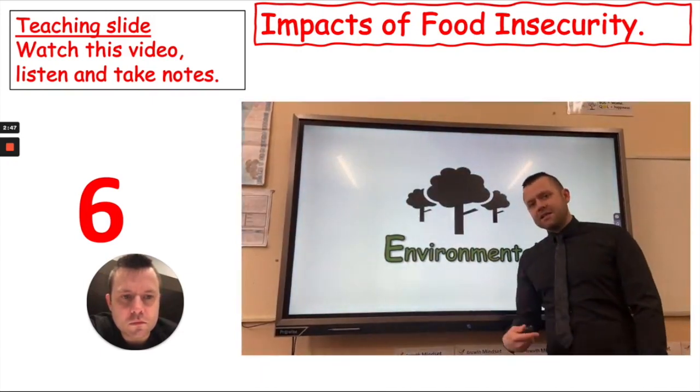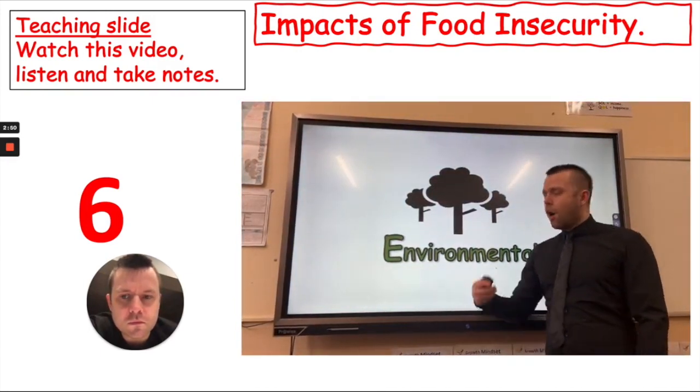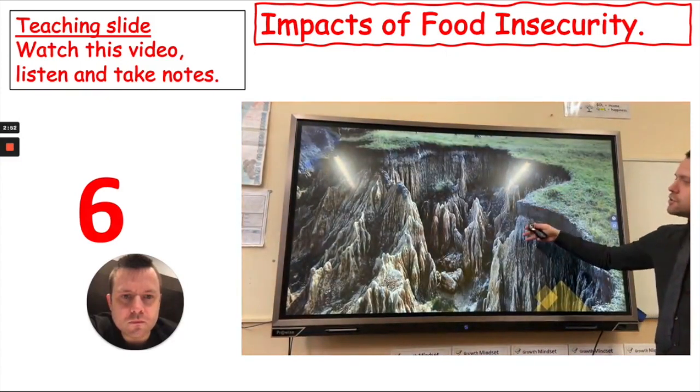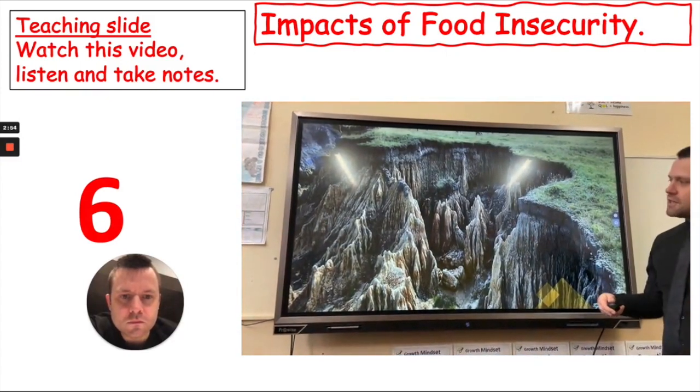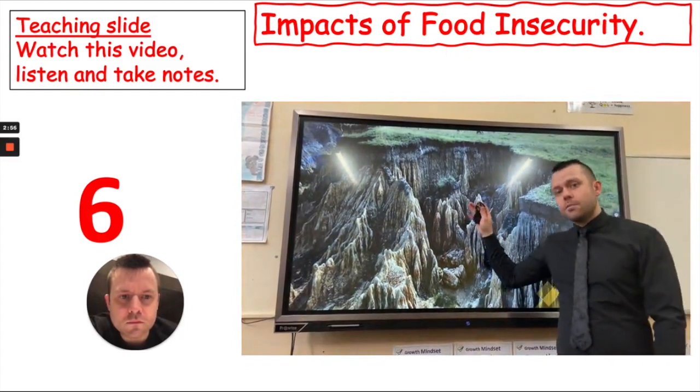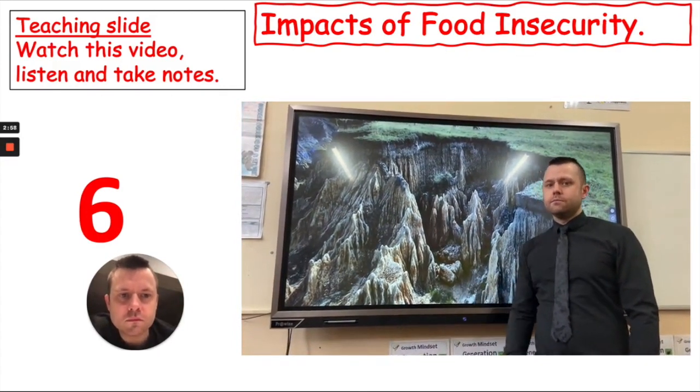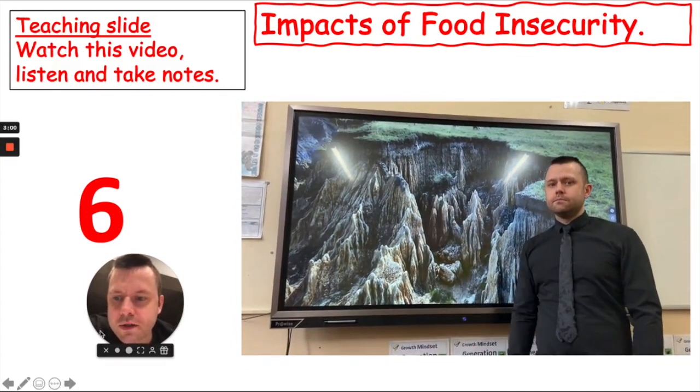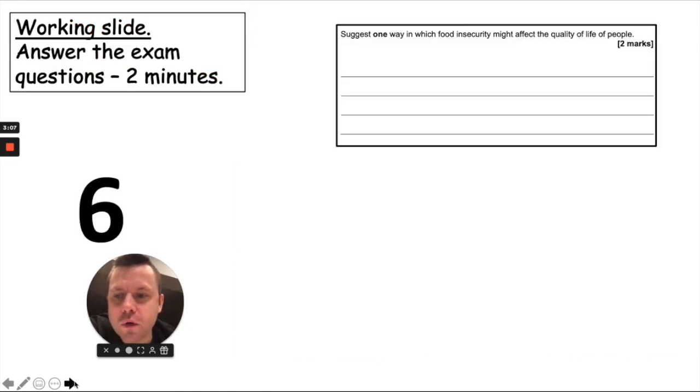Finally, environmental impacts of food insecurity. Over-farming of land can lead to soil erosion, and once soil erosion has taken place, this land can no longer be used to grow food. Okay, so we've got there several impacts, social, economic, environmental, of food insecurity. All right, another nice 2 marker.